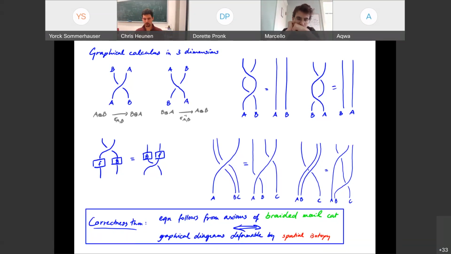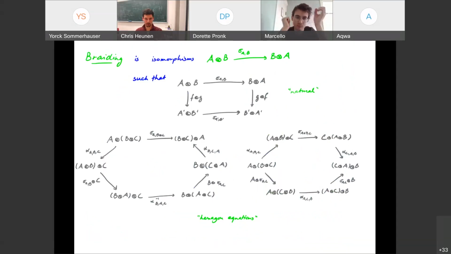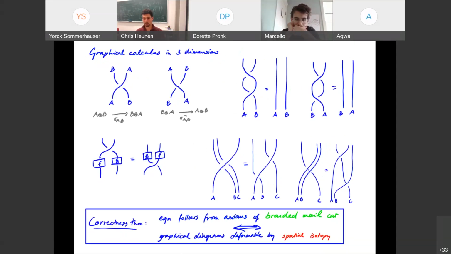And this hexagon equation, this hexagon in gray on the bottom here, graphically becomes the thing on the bottom right. That says if I have three objects A, B, C, I can think about B and C together as one object and swap that with A. Or I can think about them as two separate objects. So I can first swap A and B, and then further along the line swap A and C. And those two things should be the same.